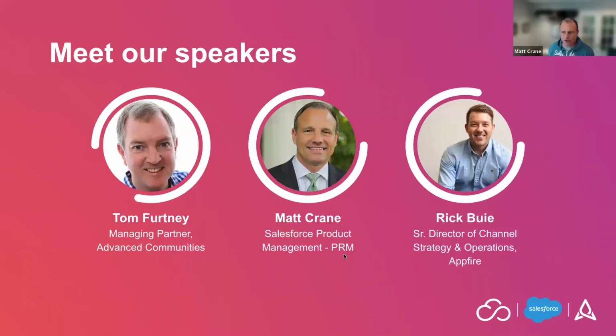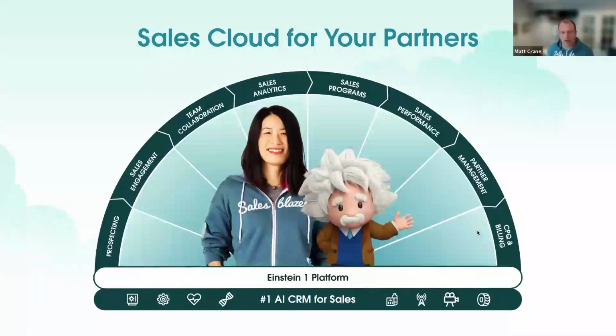So let's talk a little bit about the PRM solution. Just in case you're new to the space, PRM is really part of the entire suite of Salesforce capabilities. It's all built on our #1 AI CRM for sales platform, or the Einstein 1 platform. It really gives you the ability to extend your Salesforce CRM capability out into your partners. We do a lot of different things on the Sales Cloud suite, including CPQ, billing, prospecting, and sales engagement. This is just one slice of that pie, the partner management side of the house.